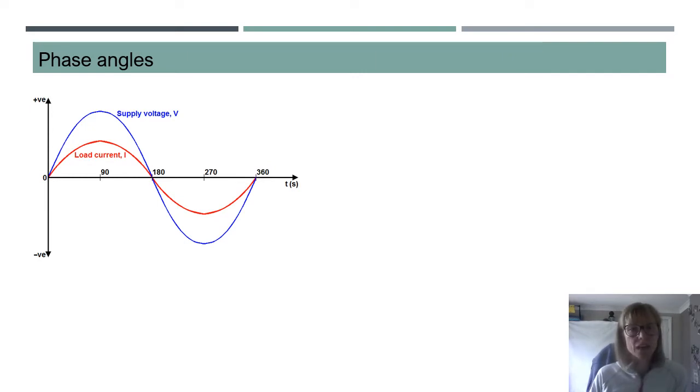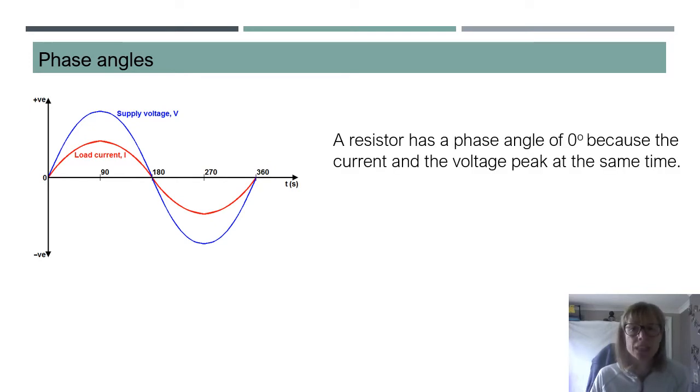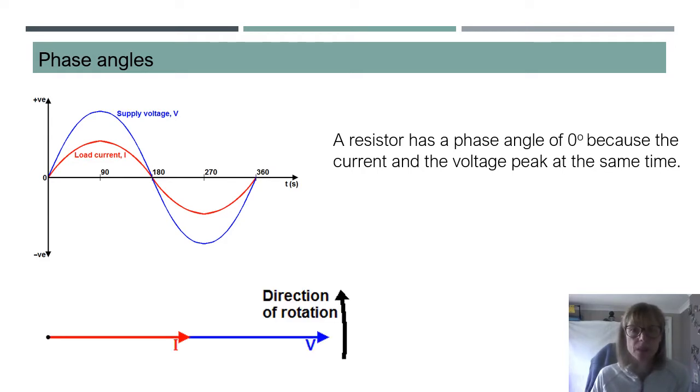So you can see here, here's our sine wave, our AC sine wave of our supply voltage and our current flow. And they are both peaking at the same time. So that means there is no phase shift or phase angle. There's no difference between the two. So we say here then that there is a phase angle of 0 degrees because they are peaking at the same time. And this diagram is our phasor diagram.